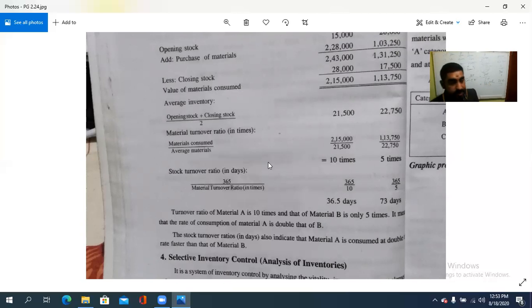Next we saw the stock turnover or inventory turnover, the rate of speed at which the material is consumed in the production process. This is used to check whether there is understocking or overstocking, in the case of stock turnover or inventory turnover. The rest we will look at later.